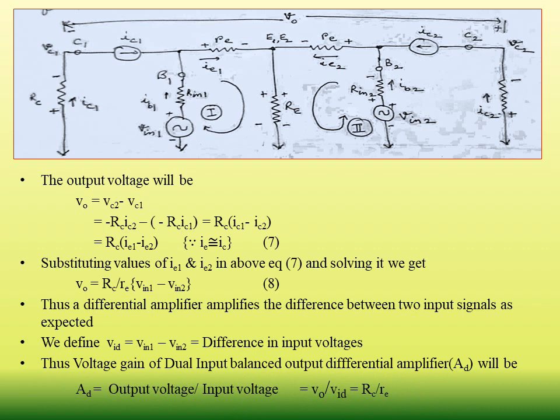So the voltage gain of dual input balanced output differential amplifier AD will now be output voltage upon input voltage, equal to VO upon VID. On simplification, we finally obtain it is equal to RC upon small re. So this is the voltage gain of the dual input balanced output differential amplifier. Other parameters that can be calculated are differential input resistance, output resistance, and current gain. But before discussing them, we will first consider the inverting and non-inverting inputs.